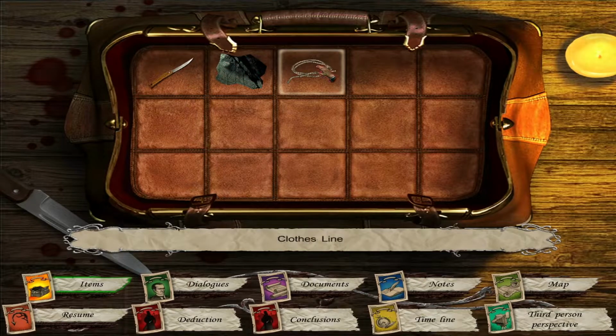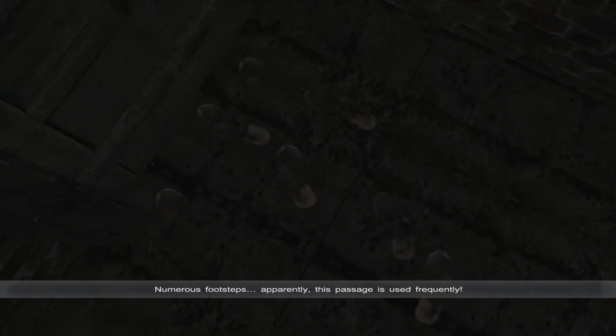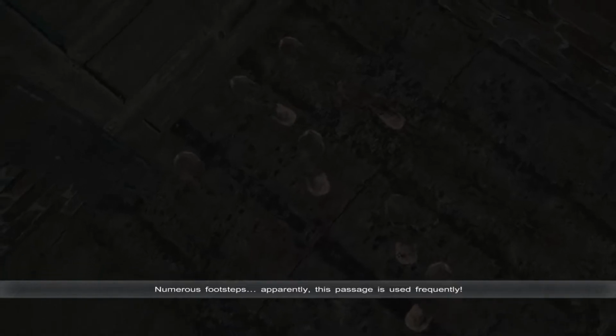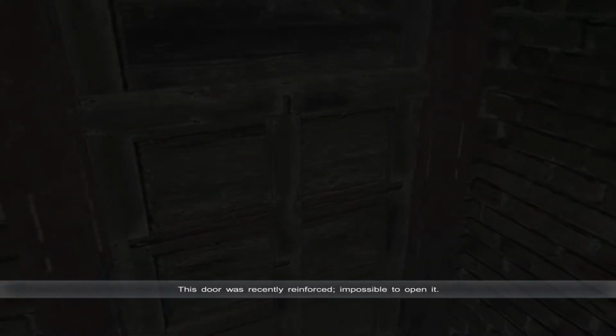Well, I don't have a rock or anything like that. So we had this door over here, nothing else. We have footprints. Numerous footsteps. Apparently this passage is used frequently. Well, if you're dealing with bodies, it probably is better to do it from the side entrance and not the public front entrance, although they are close by, but still. This door was recently reinforced. Impossible to open it. Okay, so we need to do something.